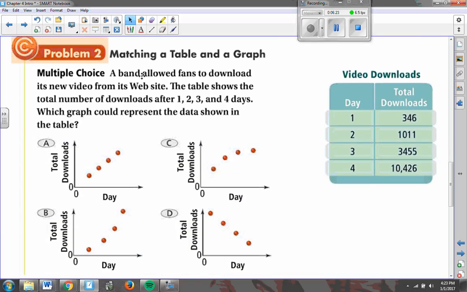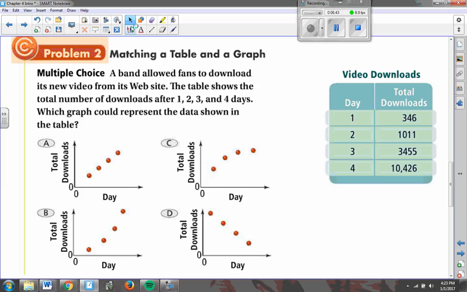Okay, so here we have a band that's allowing fans to download its new video from the website. This table over here shows the total number of downloads after 1, 2, 3, and 4 days of that video being released. Which graph could represent the data shown in the table?